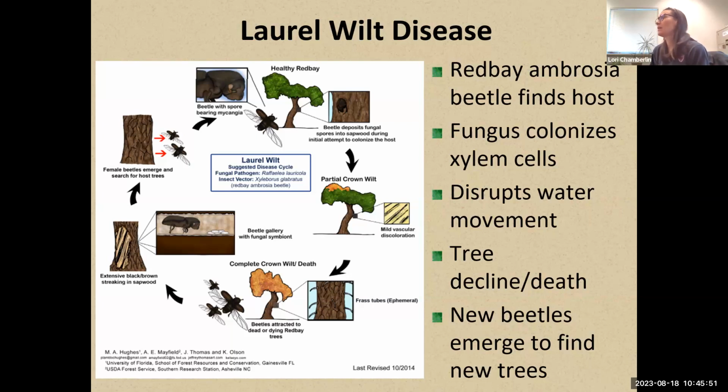healthy plant. So the red bay ambrosia beetle finds a host and enters the plant, and the fungus that the beetle has brought into the plant colonizes the xylem cells. This disrupts water movement and leads to tree decline and death. Then new beetles emerge and find new trees, and infect them with this fungal pathogen that they're vectoring.